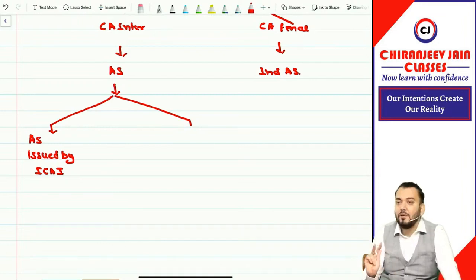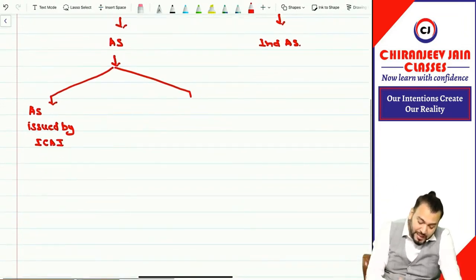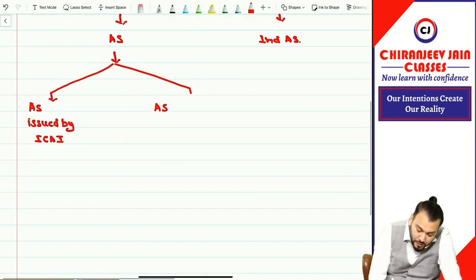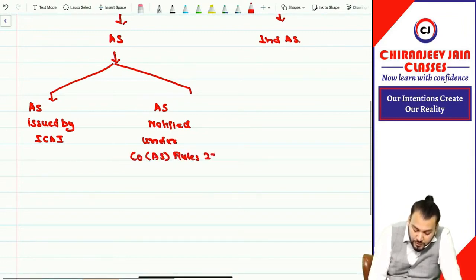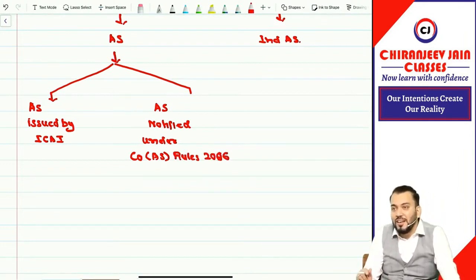Okay? So AS are of two types now. One is AS issued by ICAI. Who is ICAI? Our godfather. Our godfather, na? Correct? Yes, sir. Second, AS notified under Companies Accounting Standard Rules 2006.